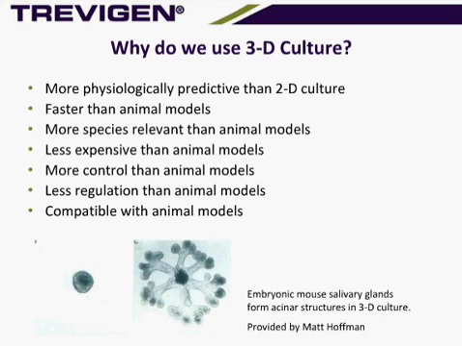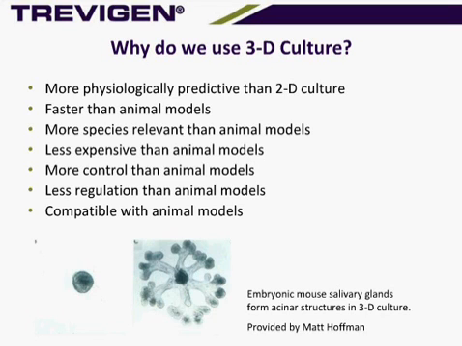We have more control over our experiments than we do in animal models because we're able to control what cell types and what different molecules or treatments are made within the cell culture device. There's less regulation than animal models, and 3D culture is also compatible with animal models. For some models, structures are grown up in 3D and then they can be implanted into animals to improve the efficacy of the model.